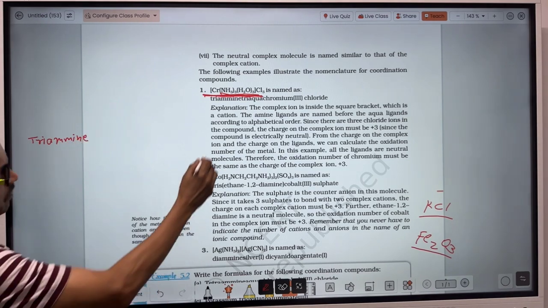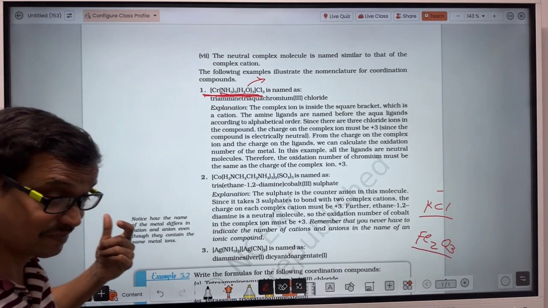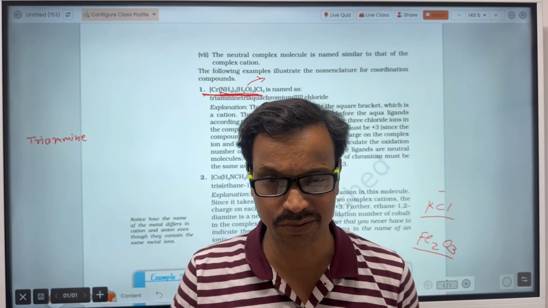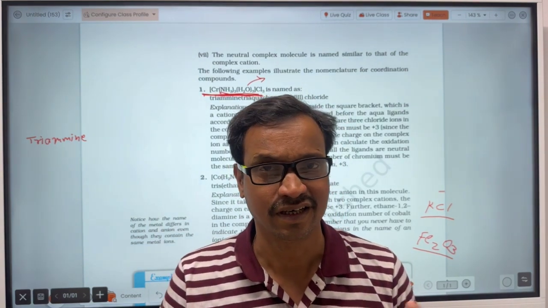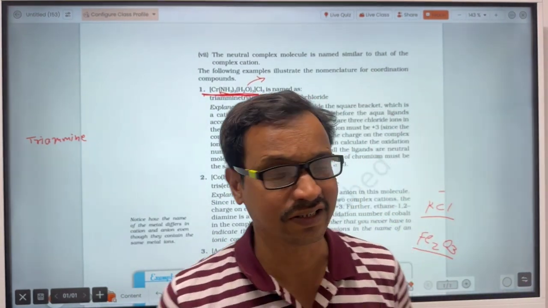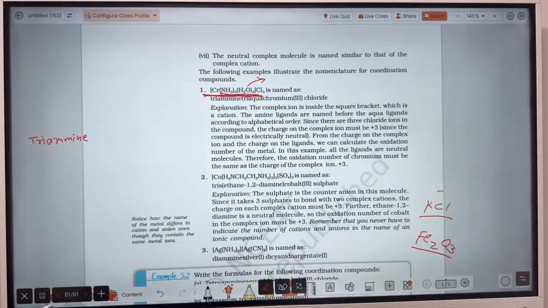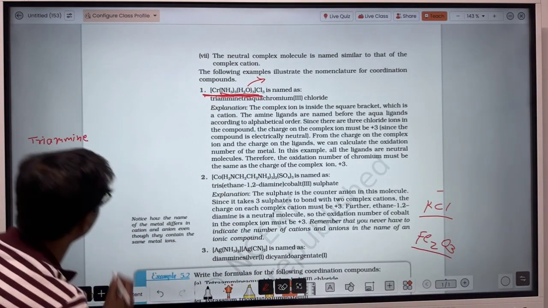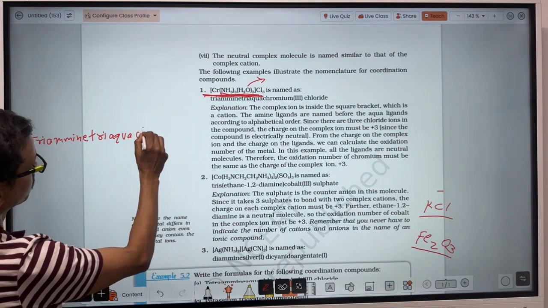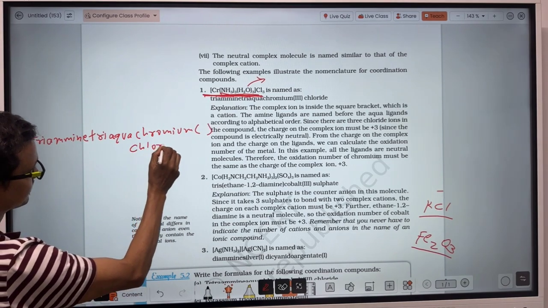Triammine is written. Then for water we use aqua. You know aqua: aquaculture means we raise something in water. That is aquaculture. So for water we write aqua. There are 3 of them, so that will be triaqua. Then chromium, whose oxidation number you have to write, and then chloride.